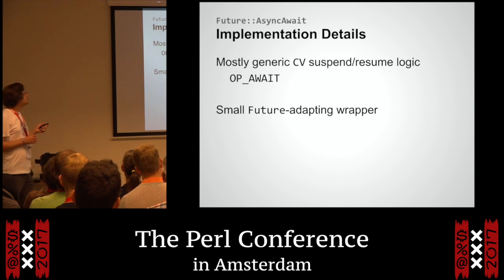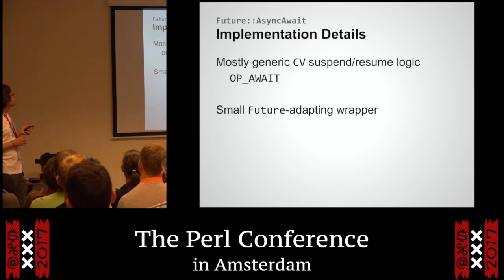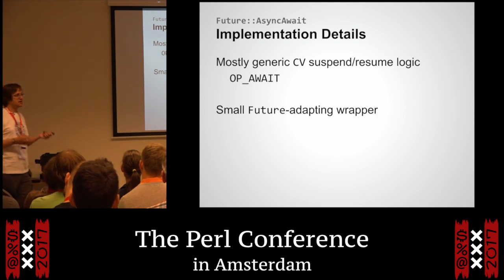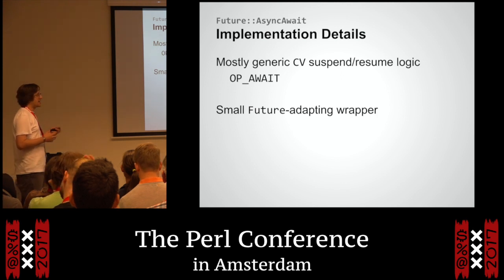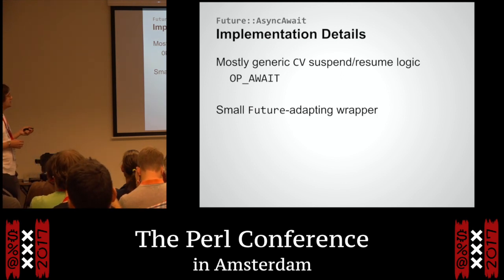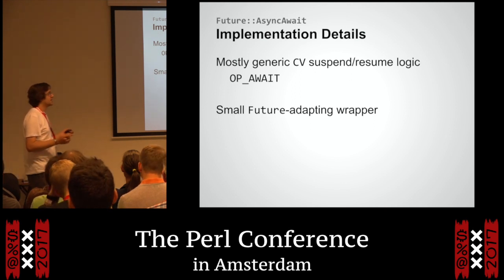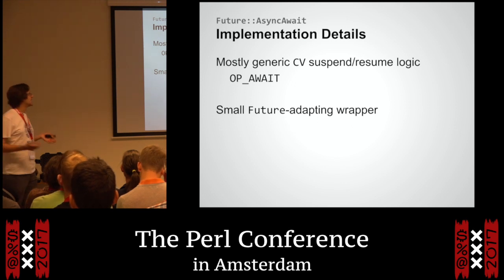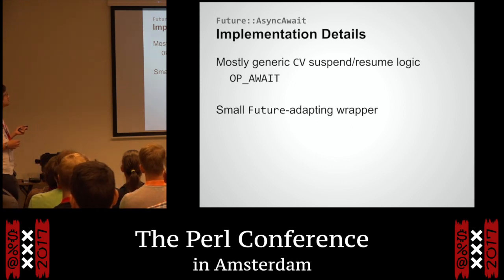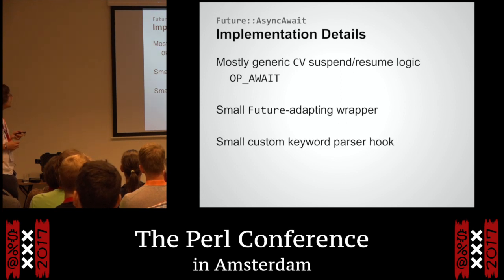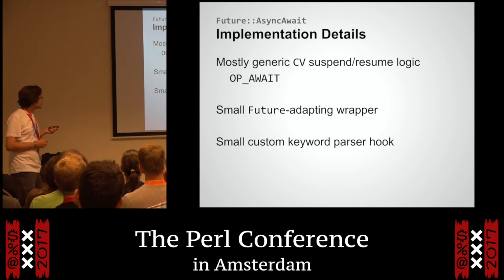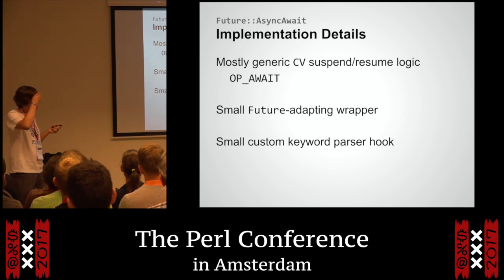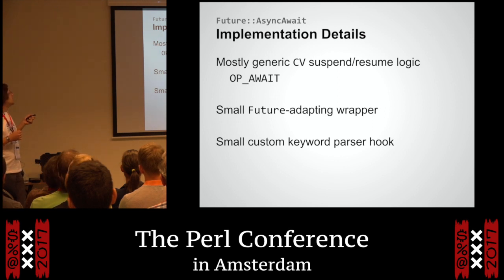About maybe 10% of the code is actually dealing with futures, because all it has to do is understand how to ask a future, is it ready yet? If not, I will come back later. It has to be able to attach itself onto the future that it's waiting on to say, make sure to call me later. And it has to be able to handle the error unwrapping if the get fails. But other than that, there's not too much here. This really is the bulk of the work. And again, there's a small bit of logic in there to hook into the parser to actually make the thing work as a keyword. But really, this is the bulk of the logic.